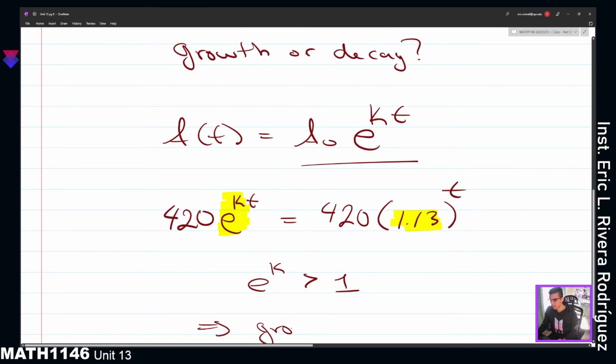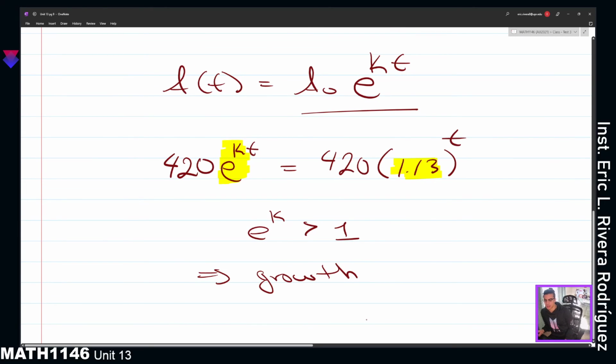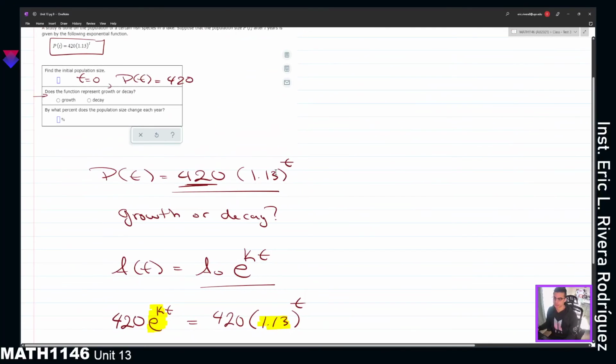Hence, we are in a growth situation, because k is going to be positive. If k is negative, then e raised to the power of k will be less than 1. But e raised to the power of k is greater than 1, it is 1.13. So that's a growth.